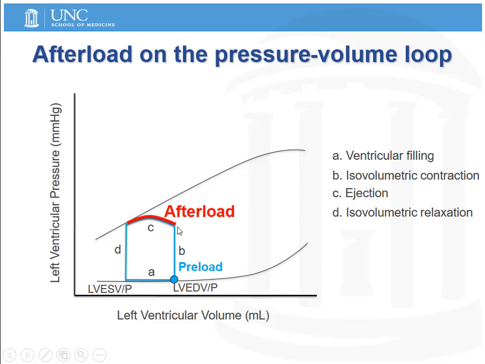Afterload is the force the ventricle has to contract against and overcome in order to expel blood. And since pressure is an important component of this force, as defined by the law of Laplace, afterload can be considered to be proportional to the aortic systolic pressure, which is represented by the left ventricular systolic pressure on this pressure volume loop. And the reason for this is that the aortic systolic pressure can be considered to be equivalent to the ventricular systolic pressure indicated here, because during this period the aortic valve is open and the pressure between the aorta and the ventricle is equalized.